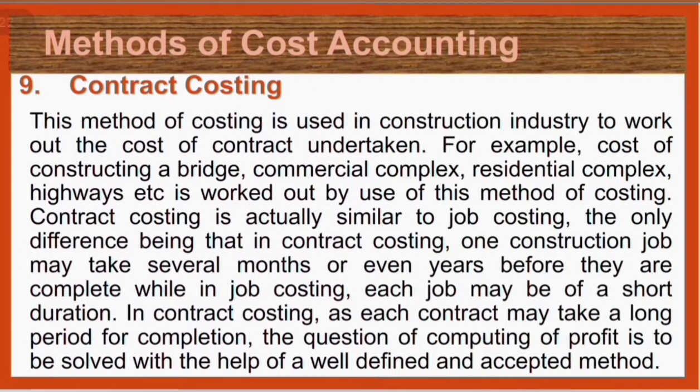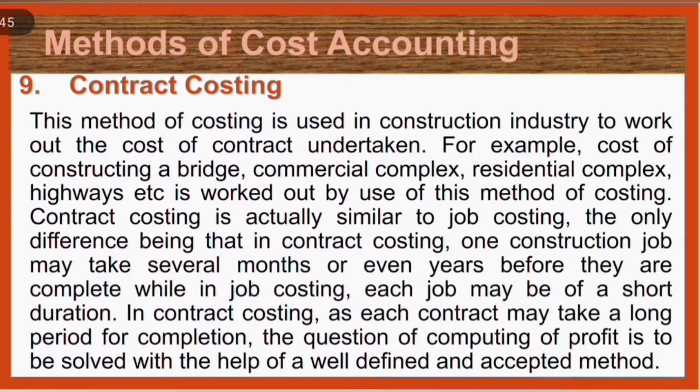Methods of cost accounting. Number 9, contract costing. This method of costing is used in the construction industry to work out the cost of contracts undertaken. For example, the cost of construction of a bridge, commercial complex, residential complex, highways, etc. is worked out by use of this method of costing.